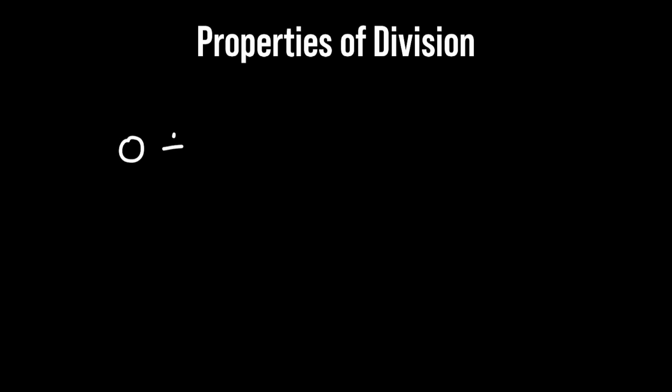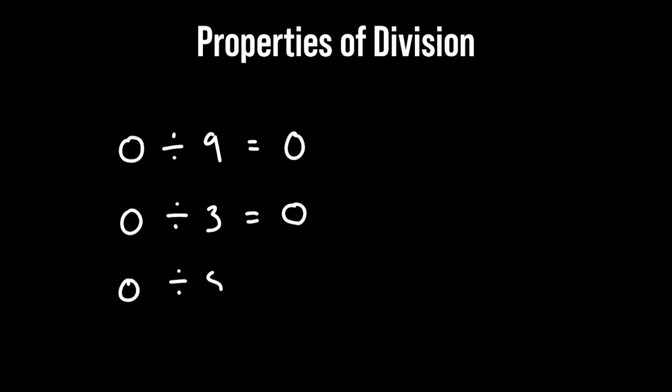The third property is that 0 divided by any non-zero number is 0. So 0 divided by 9 is 0. 0 divided by 3 is 0. And you get the point. 0 divided by anything is always going to be 0.